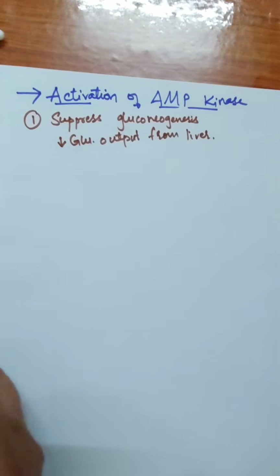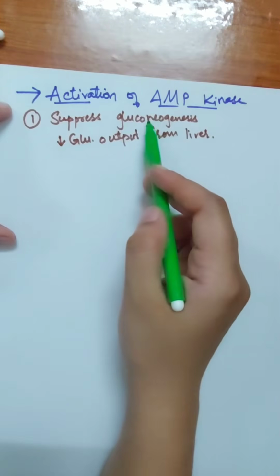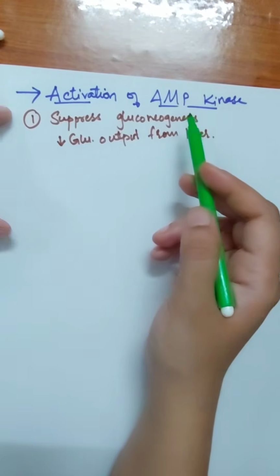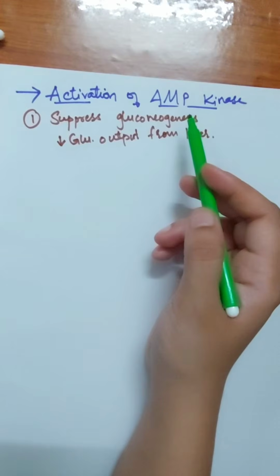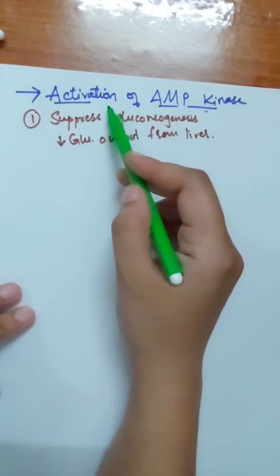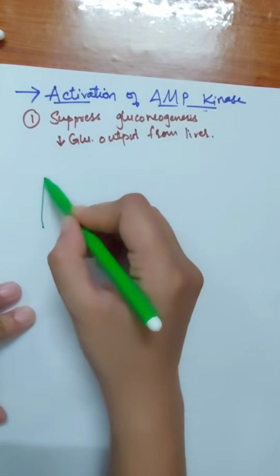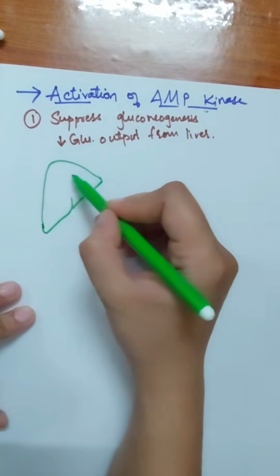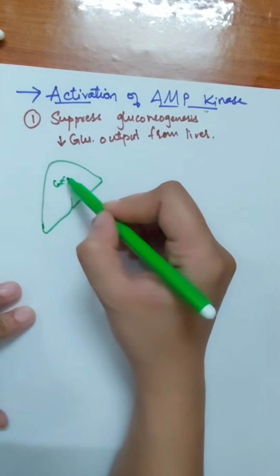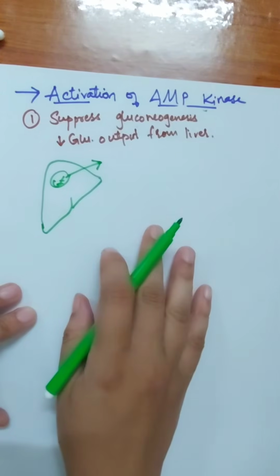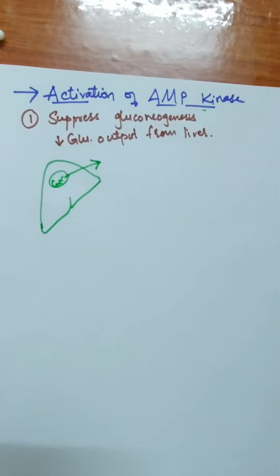So what has happened? Suppression of gluconeogenesis. Gluconeogenesis means synthesis of glucose from a non-glucose or non-carbohydrate source, like proteins being converted into glucose or fat being converted into glucose. That is gluconeogenesis. But when AMP kinase has been activated, it will suppress gluconeogenesis. And you know, gluconeogenesis mainly takes place in your liver, so it will be inhibited. When no new glucose is being synthesized in the liver, there is no question of release of glucose or glucose output from the liver. So no new glucose is being synthesized because of this metformin. This is the first mechanism.